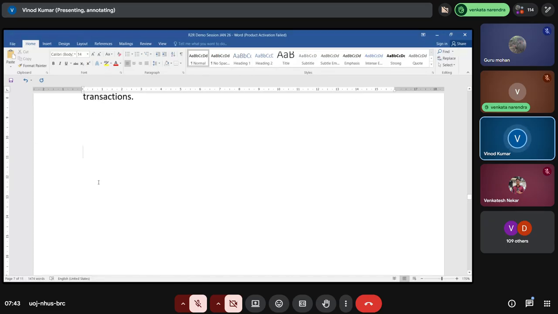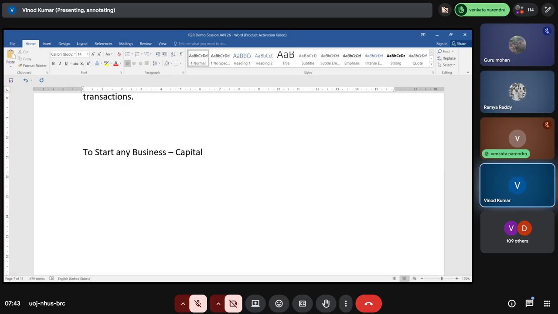So what does this business entity concept say? For example, you want to start any business. What is the very important thing? To start any business, the important thing is capital. So who will introduce the capital to the business, guys? Capital is nothing but investment from investors, the owners. Owners will invest the money into the business to get profits in the future.